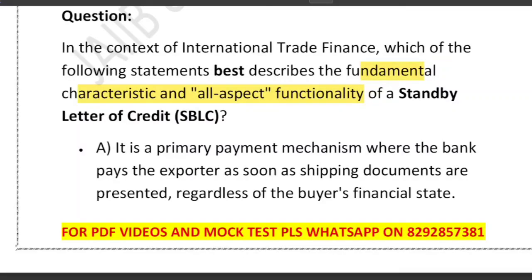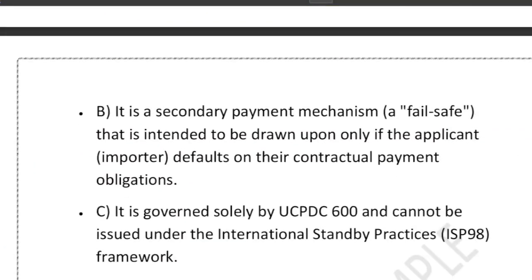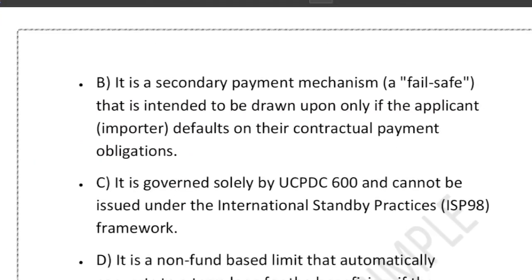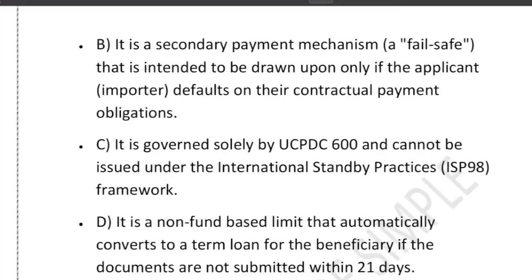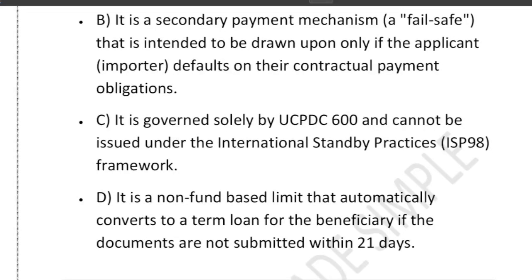Option A says, it is a primary payment mechanism where the bank pays the exporter as soon as shipping documents are presented, regardless of the buyer's financial state. B, it is a secondary payment mechanism that is intended to be drawn upon only if the applicant or importer defaults on their contractual payment obligation. Option C, it is governed solely by UCPDC 600 and cannot be issued under the ISP 98 framework. D, it is a non-fund based limit that automatically converts to a term loan for the beneficiary if documents are not submitted within 21 days.